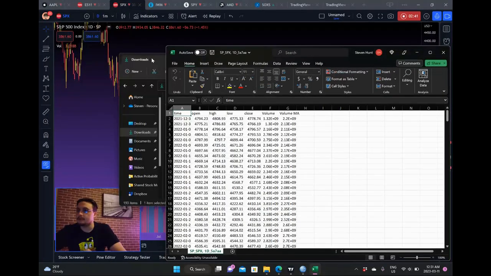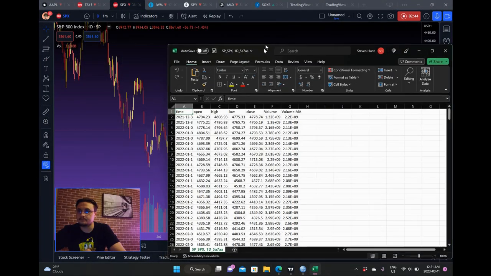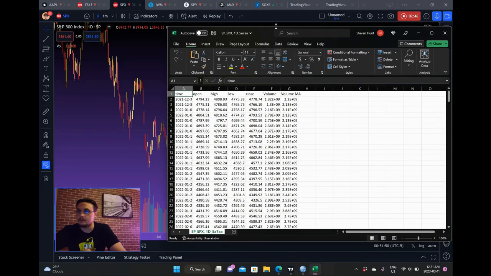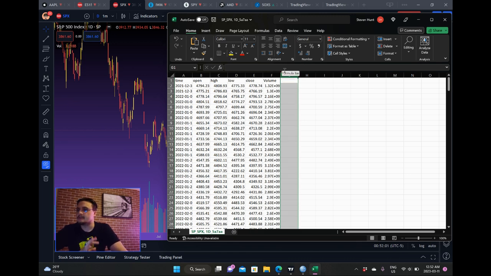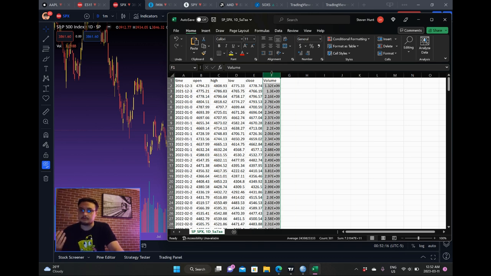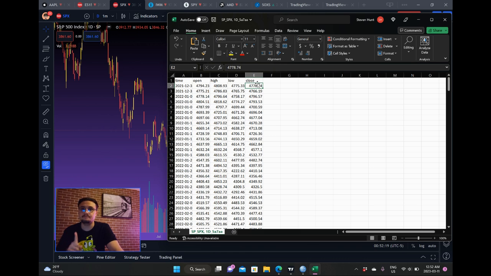All right, so now that we have this open, we can get rid of what we don't need. We don't need the volume moving average. In fact, we don't really need anything except whatever you're doing RSI on. Most people traditionally do RSI on the close price, but you can technically do RSI on the high price, the low price, the open price, whatever floats your boat. But we're going to do it on the close price. So I'm going to get rid of this, and all we really need to focus on is that close price.